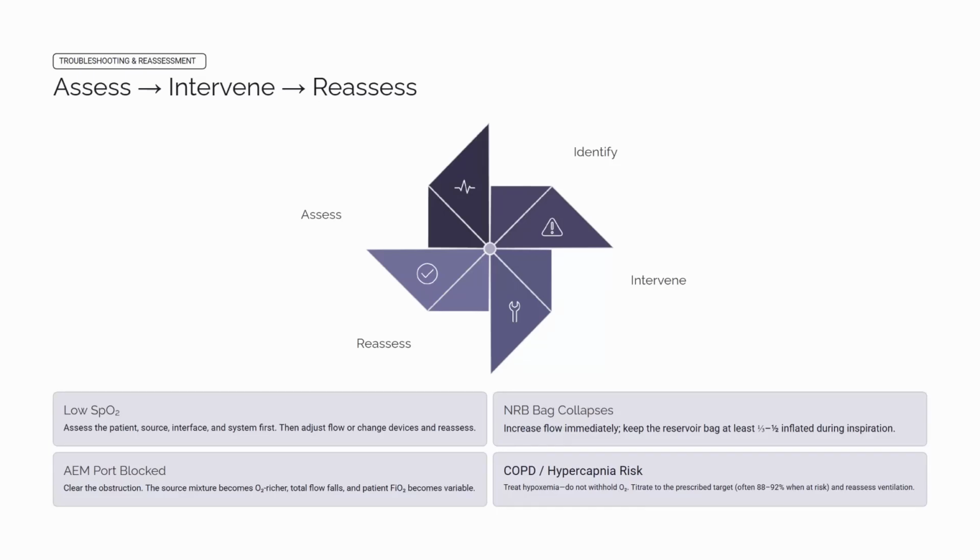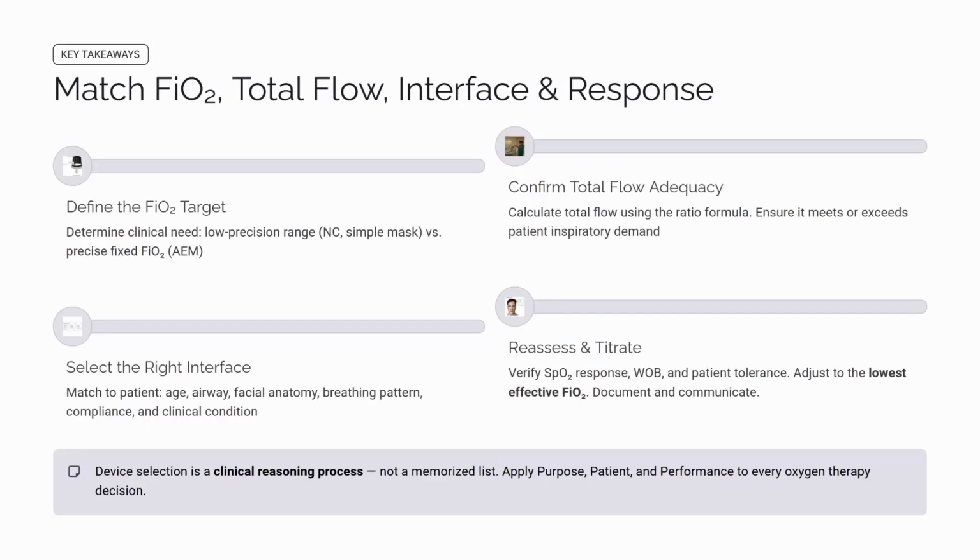Two more habits to lock in. First, a patient having COPD is never by itself a reason to withhold oxygen. We always treat hypoxia. Titrate to the prescribed target and reassess their ventilation as you go. And second, a safety note on transtracheal oxygen: if the catheter isn't delivering the way it should, mucus obstruction is a common culprit. Assess the patient and the system. So here's a question to sit with before we head into lab. Before you change devices, what exactly should you check on the patient and what should you check on the oxygen system? That question is really the entire framework brought together.